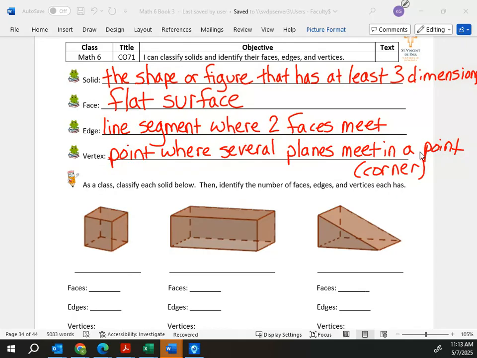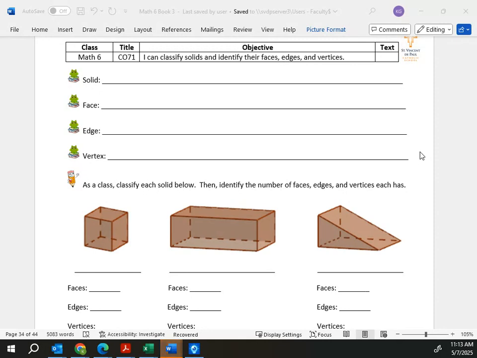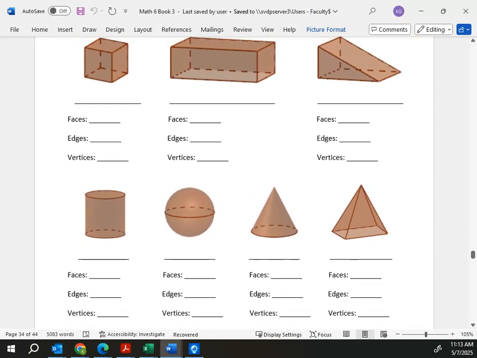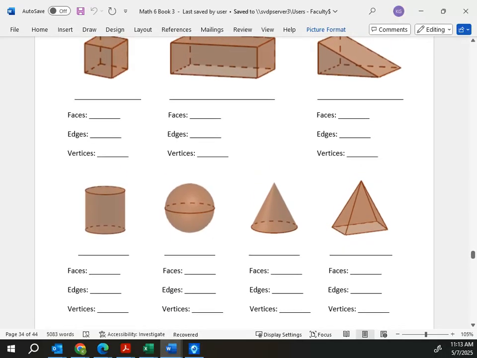So, let me scroll up. Our first one. Anybody know what this figure is called? Sophie, a cube. How many faces would a cube have? Adeline? 4. So it's got 4 going around the side. Yeah, you can't forget the top and the bottom. Right, so there's 4 going around the side, and then the top and bottom give it 6 faces.